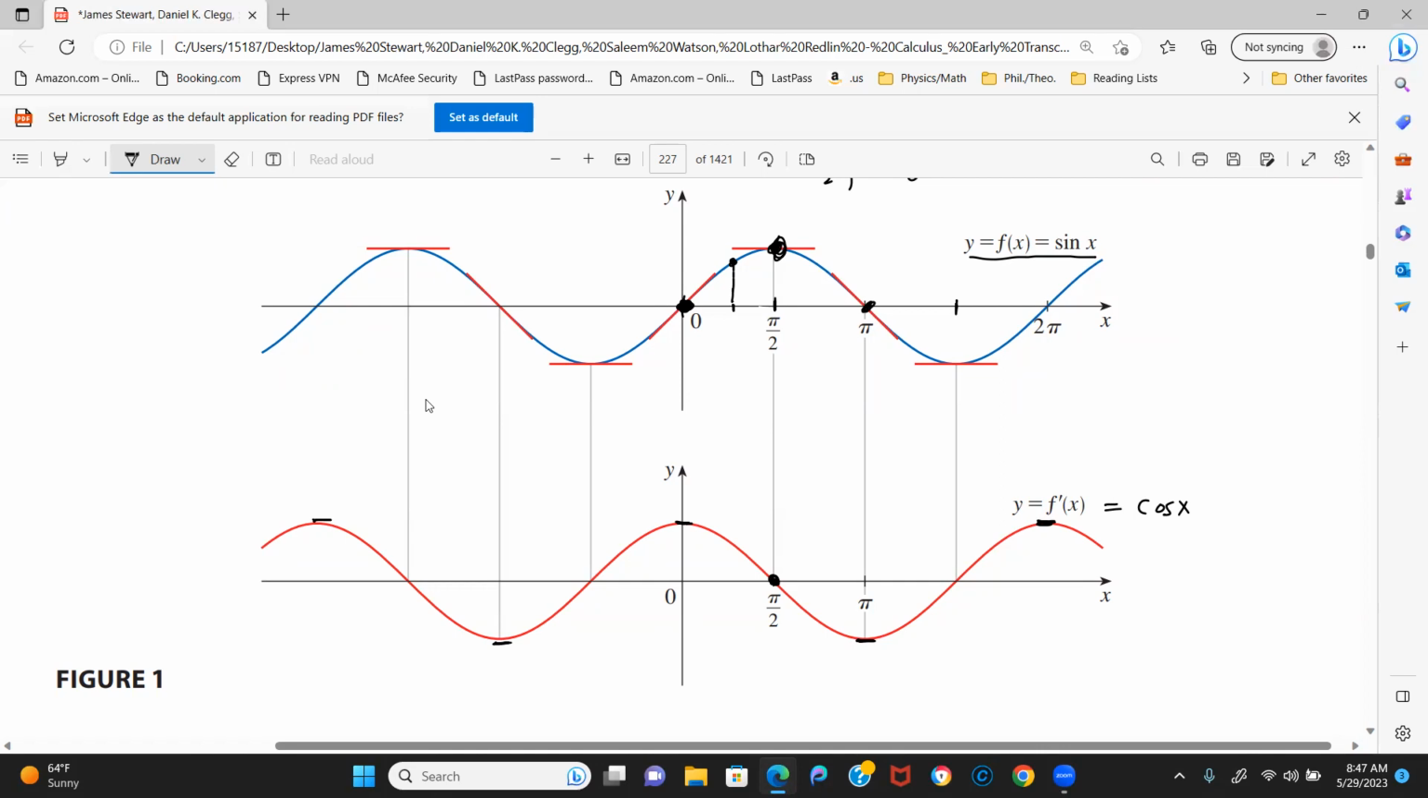This is just building intuition as to what we might think the derivative is. And based on that, it's reasonable to conclude that the derivative, if it exists, should be cosine x. And that intuition is in fact correct.